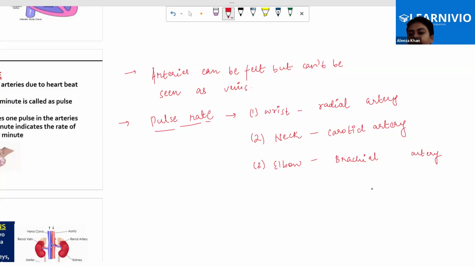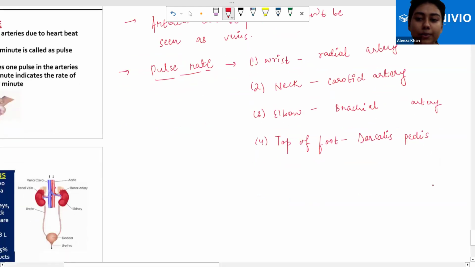And the second one is the neck, and which artery is there? Carotid artery. See, we have an artery on the top of the foot also. If I talk about the lower limb, the one present on the top of the foot is known as dorsalis pedis. Dorsalis pedis is the artery which is present at the top of the foot.